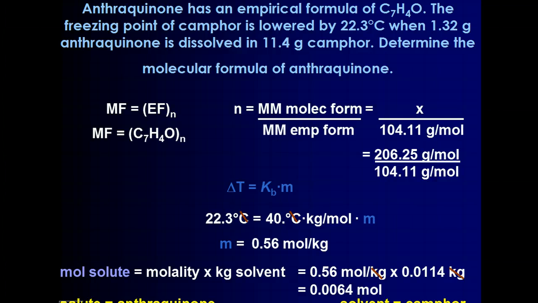Dividing that into the molar mass of the empirical formula gives us a ratio of 2 to 1, which is telling us that our molecular formula is approximately twice as big as our empirical formula. So when I substitute 2 in for that n value, I get that I would have C14H8O2 as the chemical formula for anthraquinone in its molecular form. If you need to pause, I would do so now.